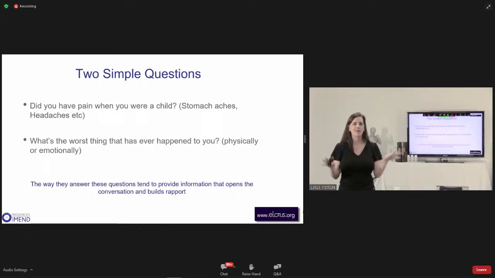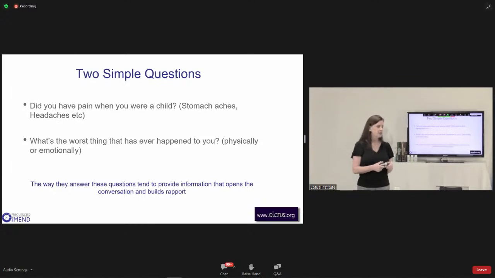I don't have to ask a lot of questions, like were your mom and dad mean to you when you were a kid? I don't have to ask anything personal on that first visit. I can ask this benign question that gives me so much information. Then I find out if they had stomach pains, migraines, headaches, if they had to miss school, if they were sick a lot. It gives me a lot of information.